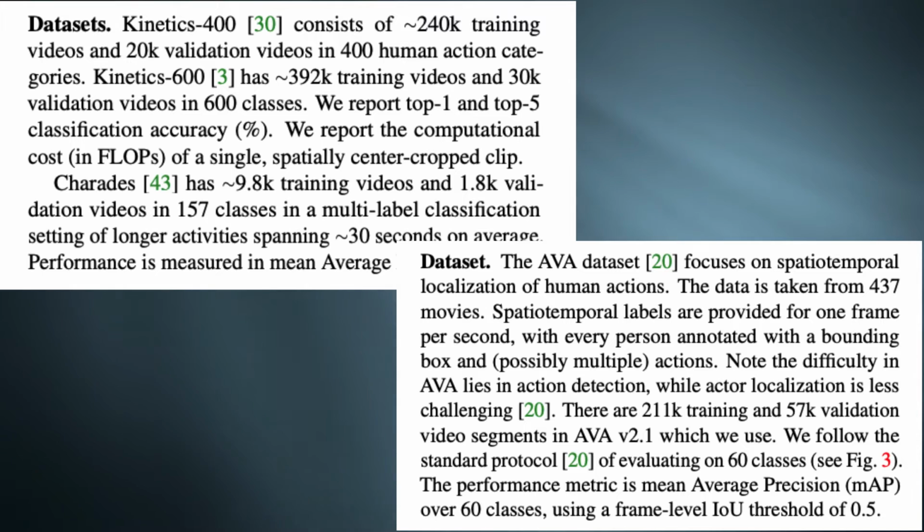As I told earlier, the model is tested on Kinetics 400, Kinetics 600 and Charades action classification datasets. Kinetics 400 includes short 10 seconds clips from YouTube with 400 categories of human actions. Kinetics 600 is an extension of Kinetics 400 dataset containing 600 categories of human action, whereas AVA dataset is used for action detection, which is taken from 437 movies where every person is annotated with a bounding box.